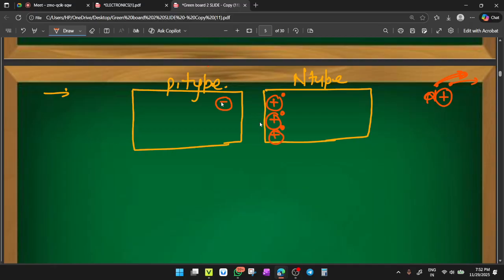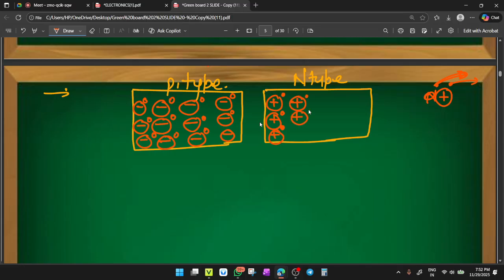And p-type material contains acceptor atoms, so a negative charge with a vacancy, a hole. Clear? So this is the basic structure for an n-type and p-type semiconductor. Holes with negative ions on one side, and electrons with positive ions on the other side. It's like this. So the structure is like this.